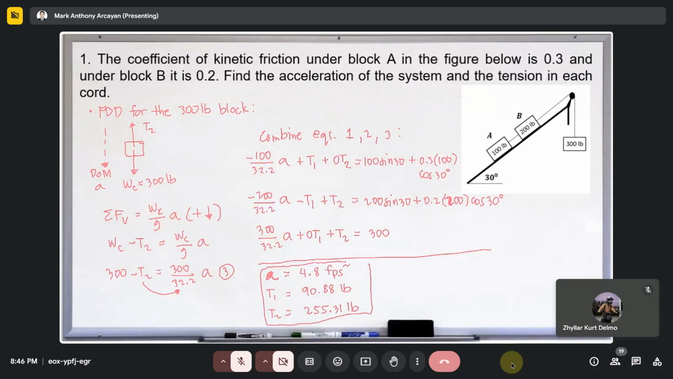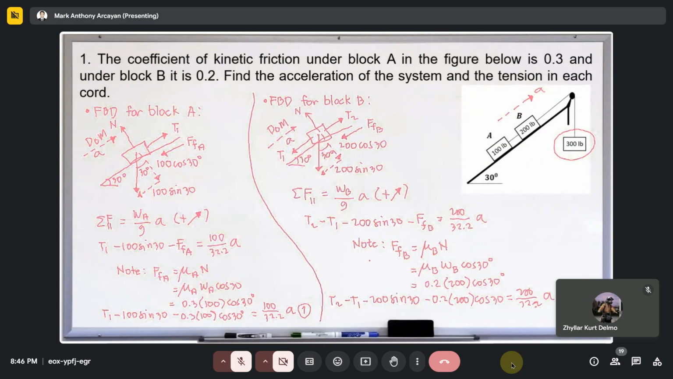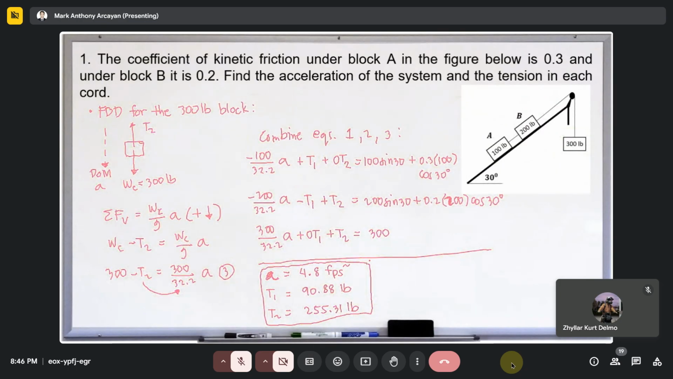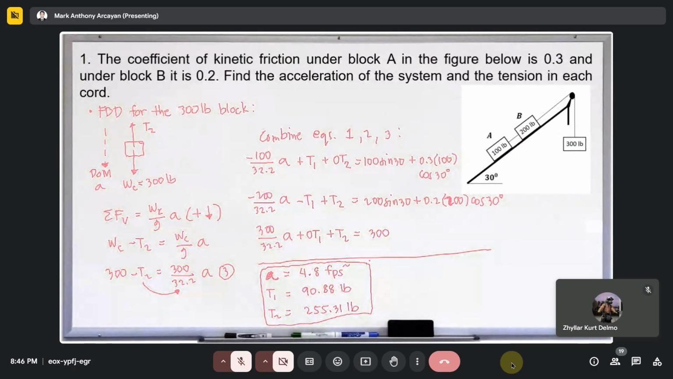Okay. Does anyone have a question? Let's see, 4.8, 90.91, 255.36, which is very close. 90.88, 4.8, 255.31. Okay, not bad. Now, do you have any question? Or did I mistakenly write some errors?